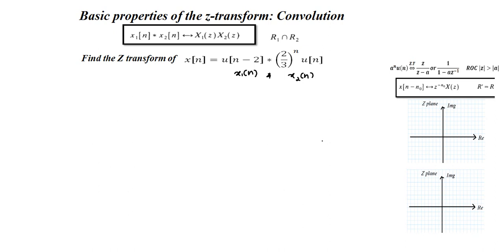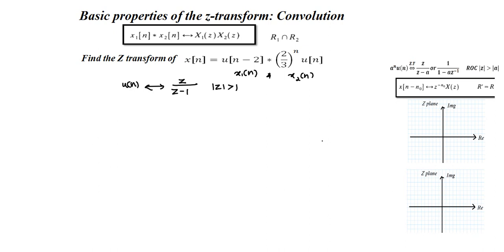For the first signal, instead of writing x1 of n I will write u of n, the step signal. As a standard result, the Z transform of a raised to n u of n is Z by Z minus a. Here a is equal to 1, so for u of n we get Z by Z minus 1, and the ROC is modulus of Z greater than 1. From the previous lecture we already have this result, so I can directly write it.